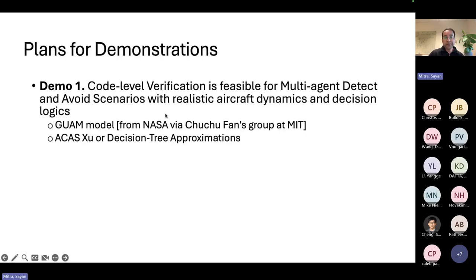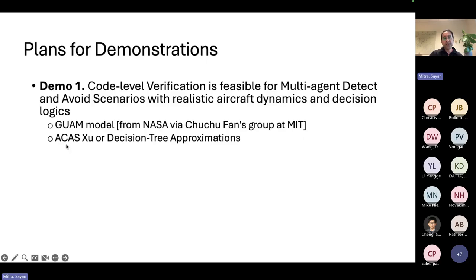To go into a little bit more detail, we are going to use this GUAM model from NASA, which has been transcribed into the JAX framework by Chuchu Fan's group at MIT. So we are going to use that model for airplanes. And we are going to use the ACAS XU protocol for collision avoidance. And now I'll have more to say about that.